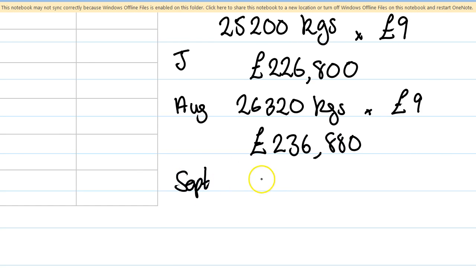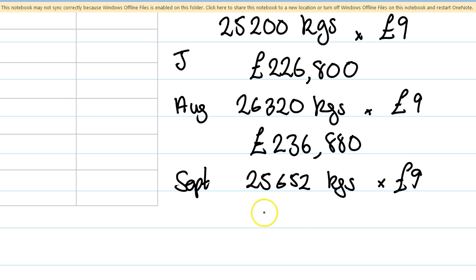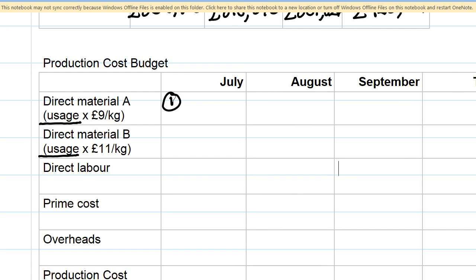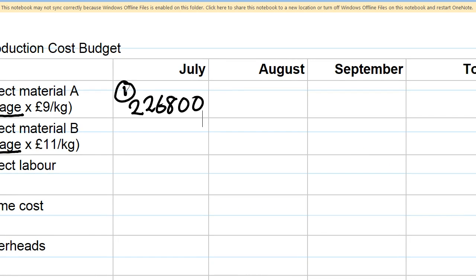September, we have our usage for material A, 225,652 kilos times £9, and that will give us our usage of £230,868. In our production budget, we actually calculate the cost of the materials we used for production. So we can put these figures in. You will have workings for all of these figures, for material A and material B. So we're going to put in our calculations that we've just worked out.